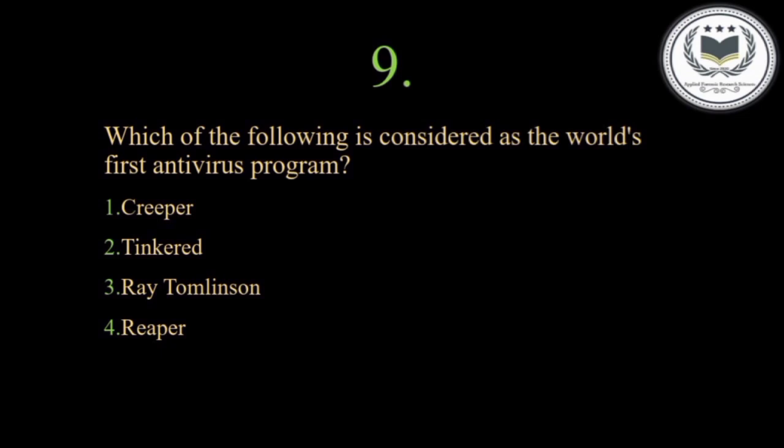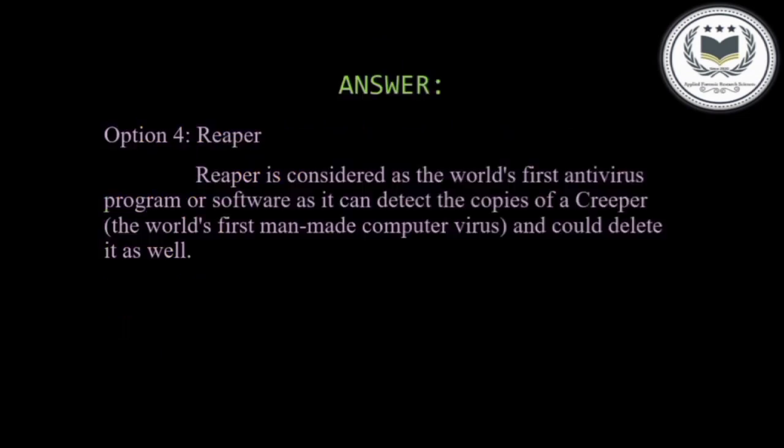So the correct answer is Ripper, that is option number 4. As we have earlier discussed, the first known virus was CrPC, so to detect or avoid this virus, Ripper is an antivirus which was the first antivirus program of the world, which could detect the copies of CrPC, that is the world's first man-made computer virus, and could delete it all the way.